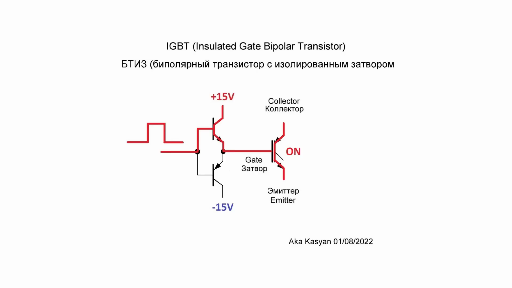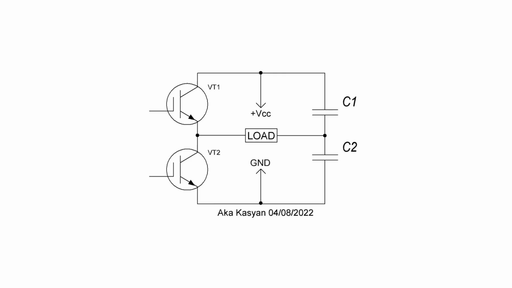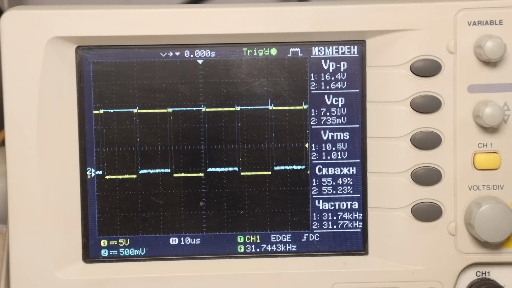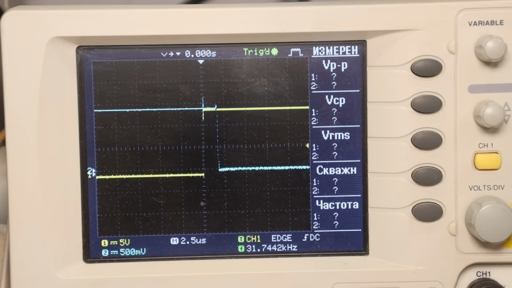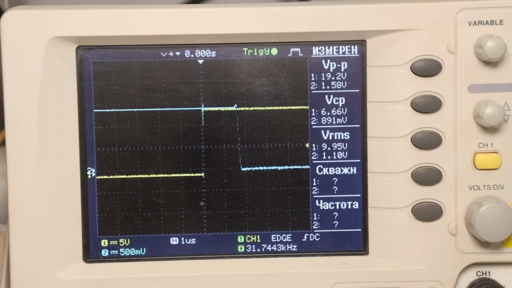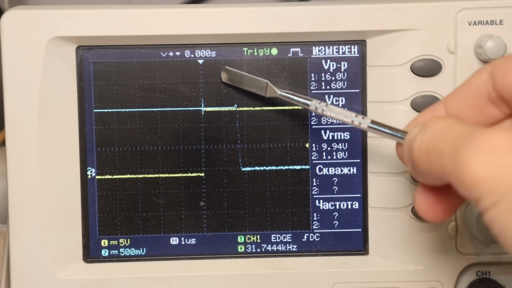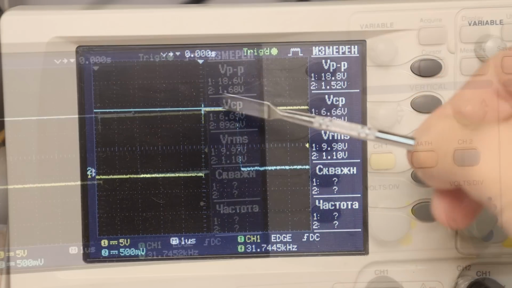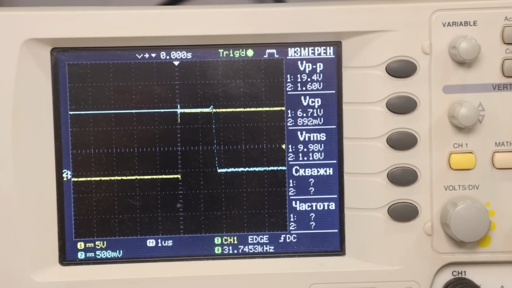The fact is that when the control pulse is over, the transistor needs time to close completely, the turn-off time. And since it is longer than the turn-on time, the transistor of the second arm may open by the time the first one isn't yet completely closed. In this case, there will be a short circuit and a failure of the switches. Therefore, dead time is introduced. That is, the first transistor is closed, then there is a short pause during which both transistors are closed, and only after that the second transistor opens.